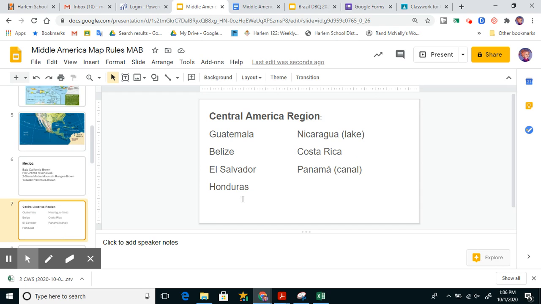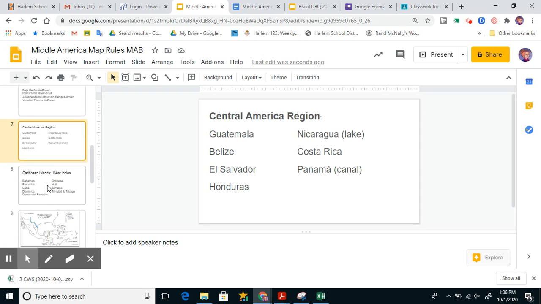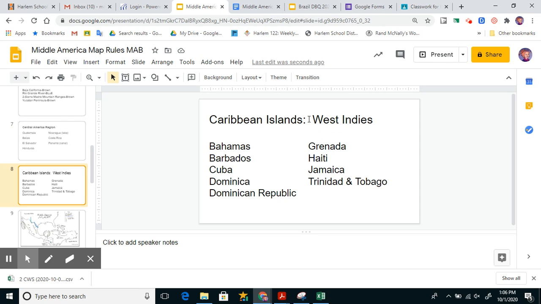The Central American region, these are the countries in order from north to south: Guatemala, Belize, El Salvador, Honduras, Nicaragua. There's also a lake in Nicaragua, Costa Rica, and Panama, and there is a canal. The Caribbean islands are called the West Indies because Christopher Columbus named them the Western Indies, thinking he had reached the western portion of India.